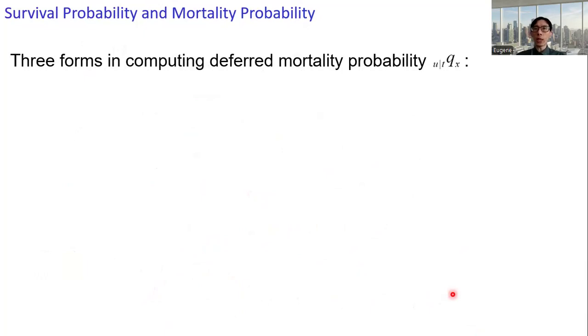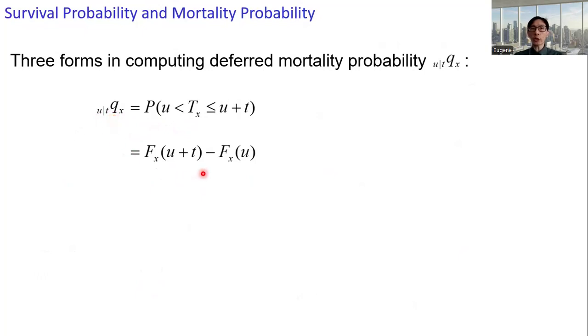And then for computing deferred mortality probability, u| t q x, there are three forms. This corresponds to the probability that T x is between u and u plus t. A person at age x can survive u more years, but will die within the next t years. In terms of the distribution function, this is F x(u+t) minus F x(u). In terms of the survival functions, we have S x(u) minus S x(u+t). Convert this into actuarial notation.